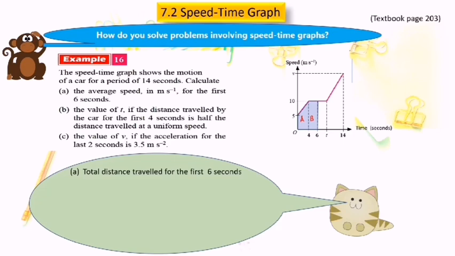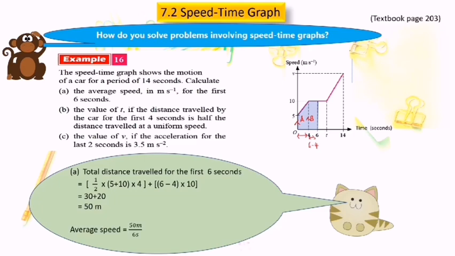So, total distance traveled for the first 6 seconds equals 1/2 times (5 plus 10) times the difference between the two parallel lines, 4, plus area B here, (6 minus 4) times the height 10. Total distance equals 30 plus 20 equals 50 meters.